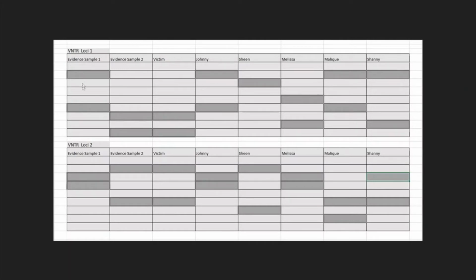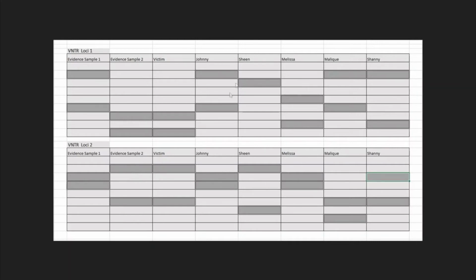And for evidence sample 1, in loci 1, we can see Johnny and Malik match up with their alleles. And in loci 2, Johnny and Melissa's alleles line up with evidence sample 1. Now, for it to be significant, both loci have to be matched up. And in this case, Johnny is matched up in both loci. So he contributed to evidence sample 1, which makes him a significant suspect in that he is likely the killer because his DNA was left at the crime scene.